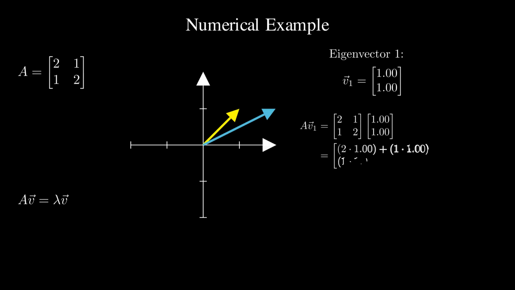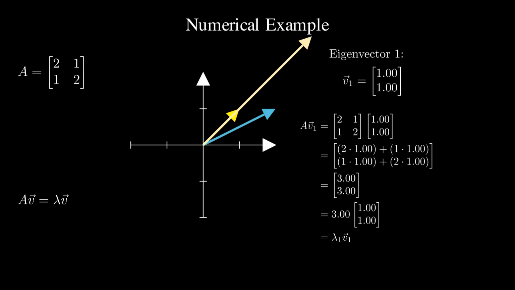Watch the multiplication process step by step. The animation shows the detailed multiplication process where every term is calculated. The result is exactly 3 times our original vector. This scaling factor is our eigenvalue. Notice how the direction of the eigenvector remains unchanged, only its length scales by the eigenvalue lambda.